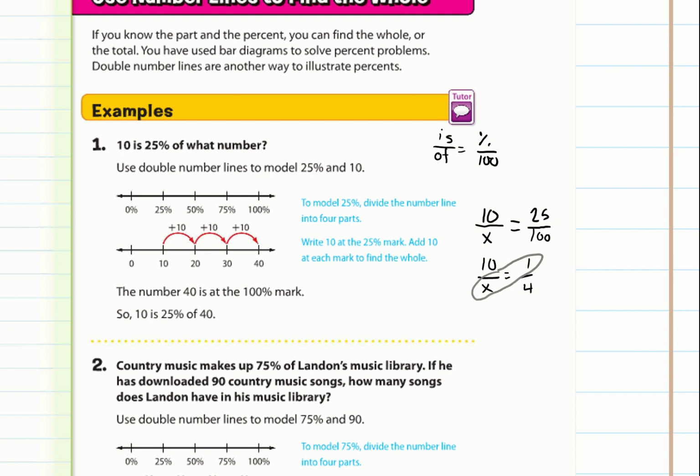So x times 1 and then 10 times 4. So x times 1 equals just 1x. And then 10 times 4 equals 40. And we do get the same answer as the book. x equals 40. So 10 is 25% of what number? 40, because if you take 25% of 40, it equals 10.